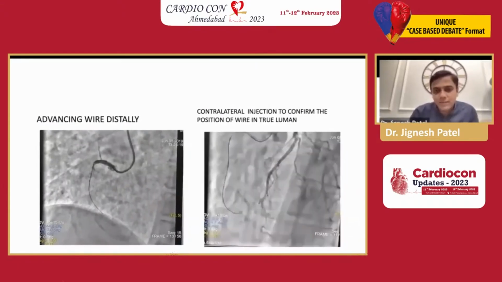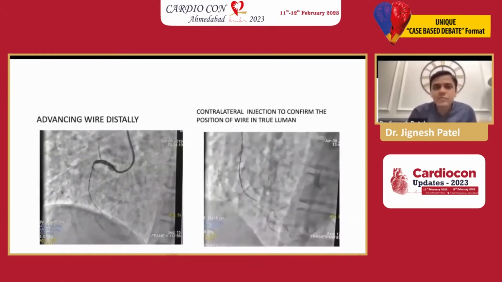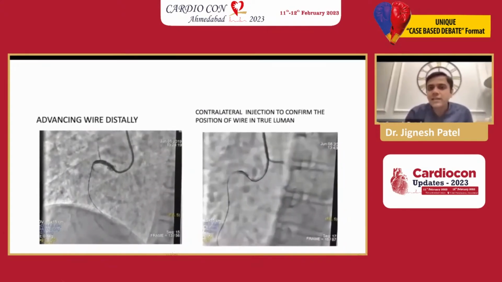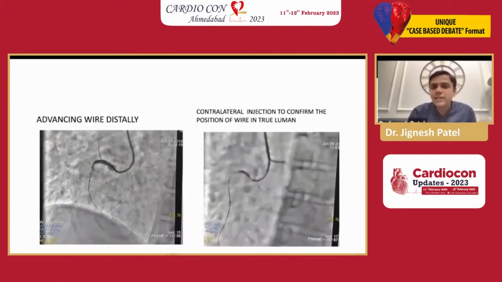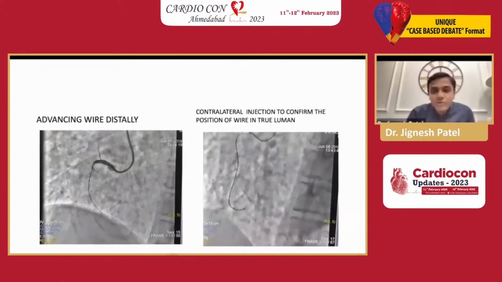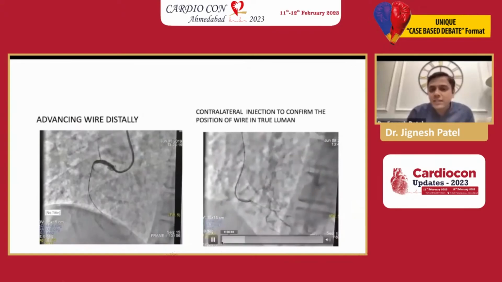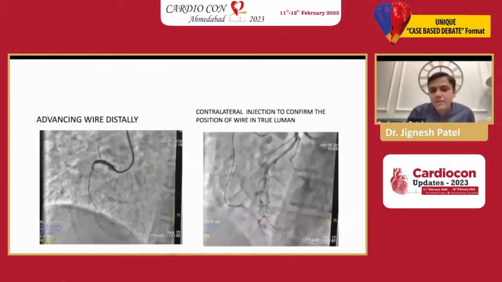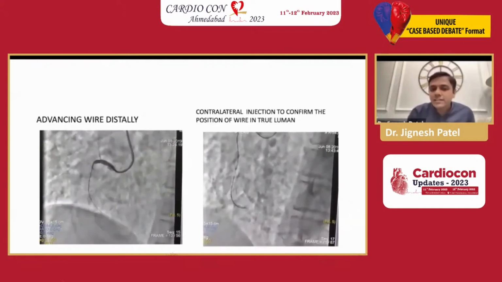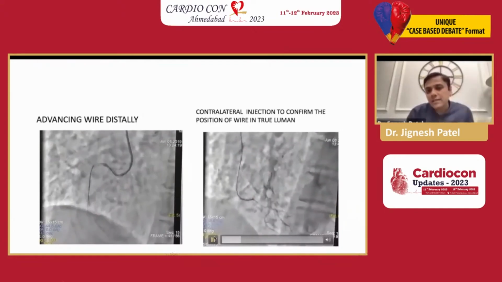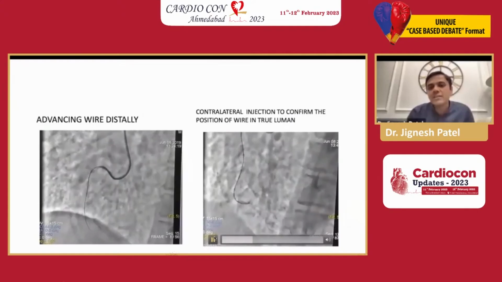This is really very important, because if it is in the false lumen and you pre-dilate such lesions, it will give a bad dissection, and sometimes it may cause a perforation as well. So this step is really very important, that we confirm the position of the wire is in the true lumen with the help of the contralateral injection, which showed that it was definitely in the true lumen.